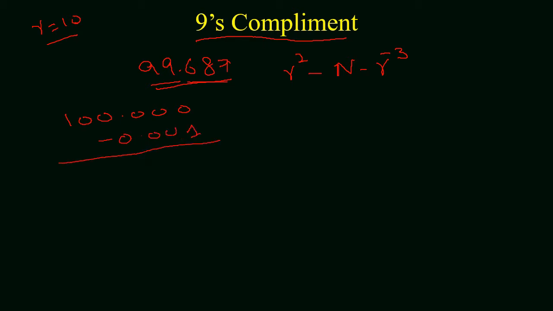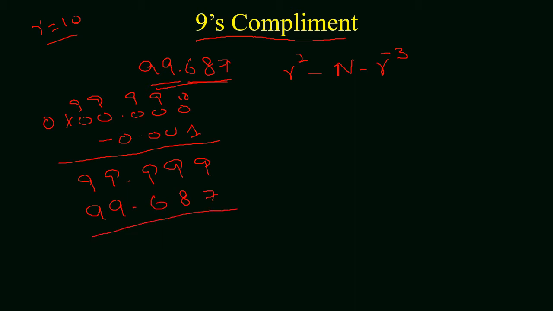and solving, we will have 1000.000 minus 0.001, which gives 999.999. Now subtracting the given number, which is 99.687: 9 minus 7 will be 2, then 1, 3, and 0. So 900.312 is the 9's complement of 99.687.